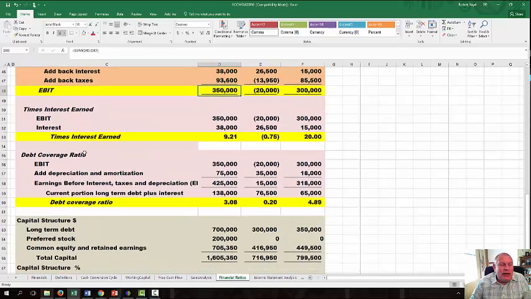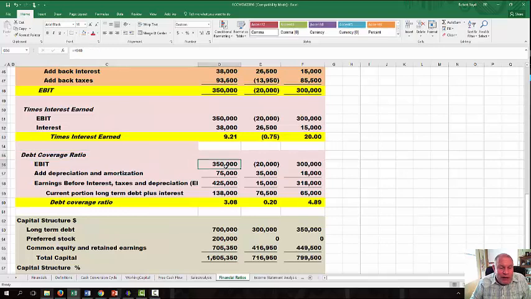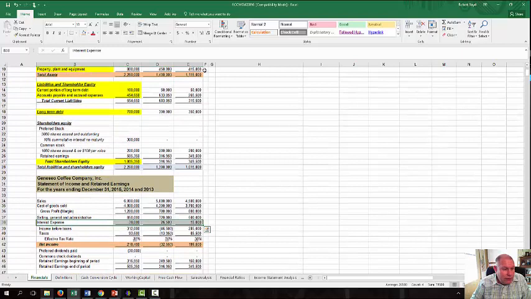So then we move on: what's our debt coverage ratio? Not just how much we have earned to cover the interest, but how much cash flow is there to cover the debt service, which is principal and interest. So we start with EBIT, we bring that down, and the adjustment is depreciation and amortization. We add that back, and that gives us EBITDA, $425,000. The current portion of long-term debt is the interest and long-term debt right here, which is on the balance sheet.